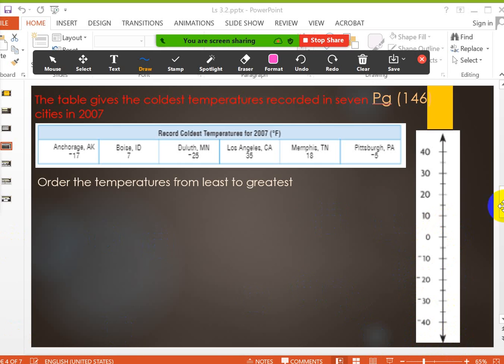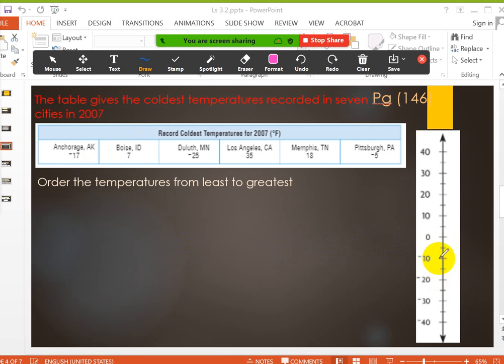Okay, so first, okay girls, please focus with me now. Focus with me. I will locate the numbers on the number line. Negative 17, I will put it between negative 10 and negative 20, down.